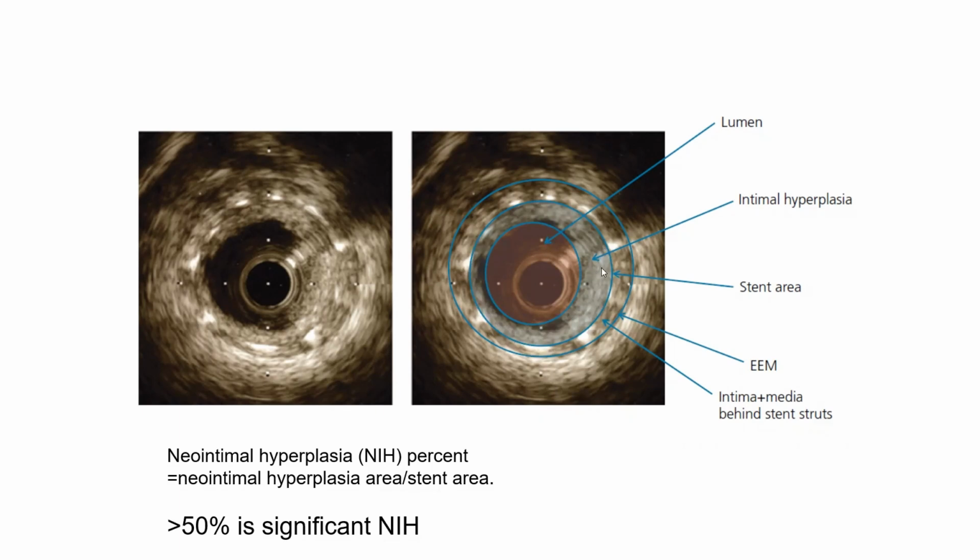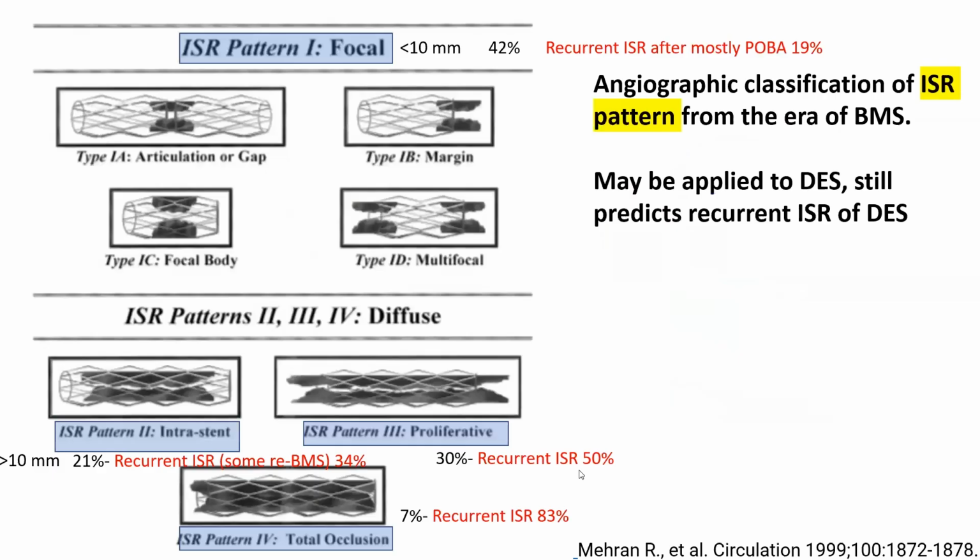That's one. Two, you look at that in-stent tissue growth and you measure it. You measure that area of in-stent tissue growth. The area of in-stent tissue growth is that area here I have in blue divided by the full area inside the stent. If it is more than 50%, this is what we consider significant neointimal hyperplasia or significant in-stent tissue growth. Now I will move to the classification of the patterns of in-stent restenosis.